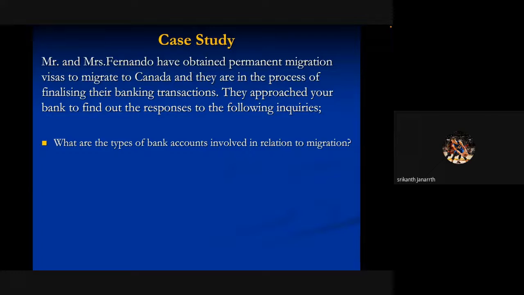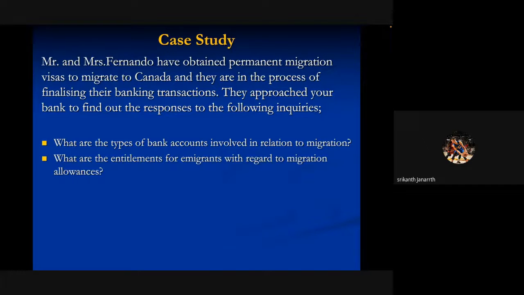What are the types of bank account involved in relation to migration? The answer is CTRA, capital transaction Rupee account; NRRA, non-resident Rupee account; then EIRA, Immigrants Remittable Income Account. CTRA, NRRA, EIRA.